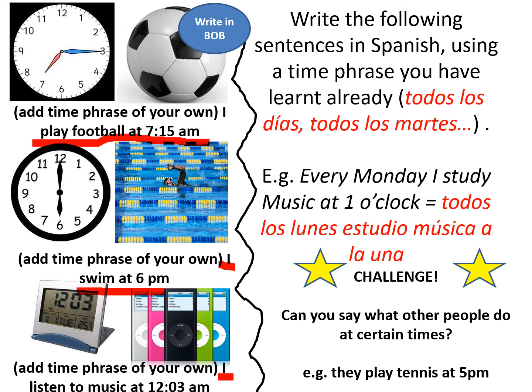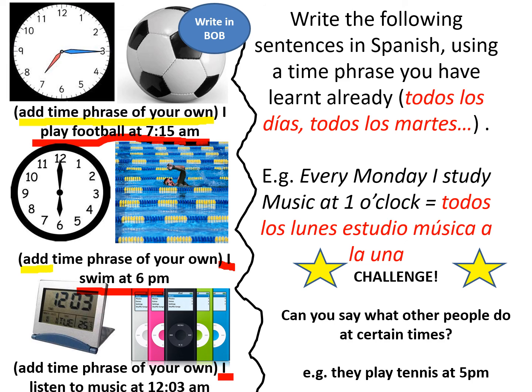You have to use a time phrase that you have already learned. For instance, todos los días, every day, todos los martes, every Tuesday, todos los fines de semana, every weekend. You're going to place the time phrase at the beginning of the sentence. I have had it added here. Add a time phrase of your own, and then you're going to translate the sentence.